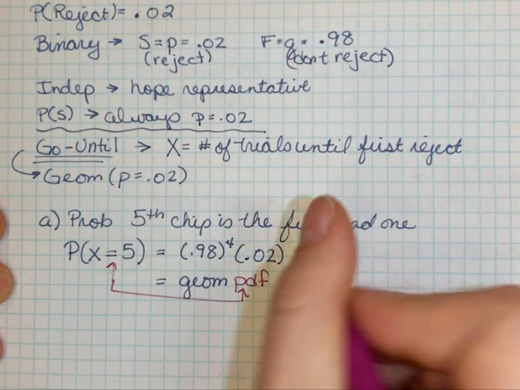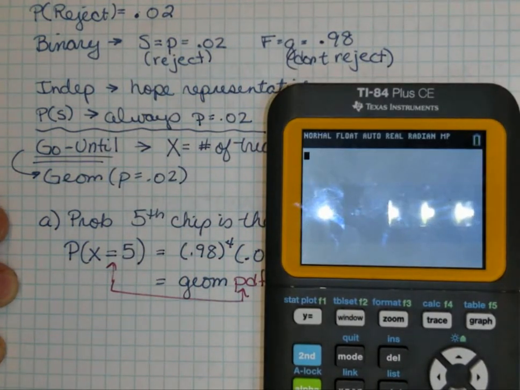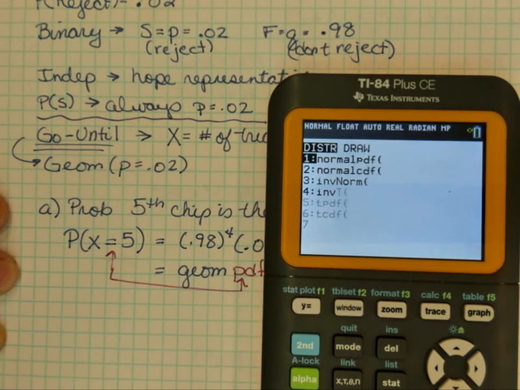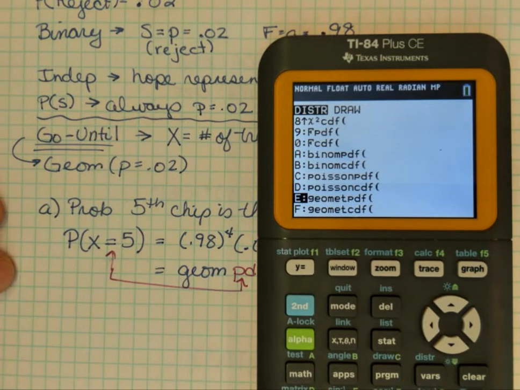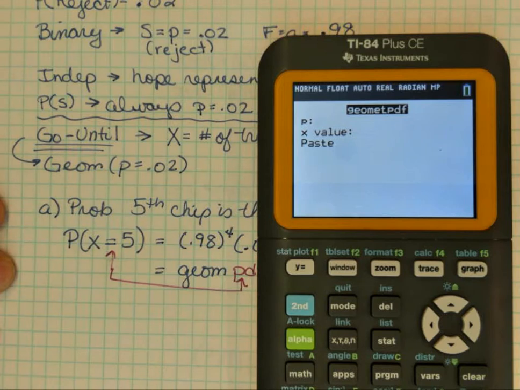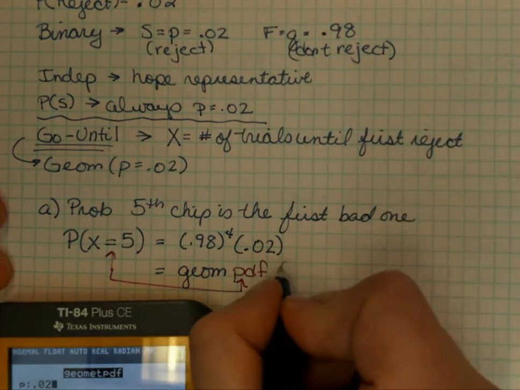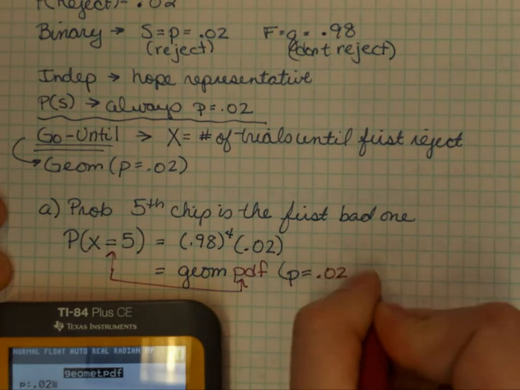Okay? So it's going to be geometric PDF, and look at this. To get there, you're going to go to your second vars. It's all the way at the bottom. And all we're going to type in is basically what it prompts me to put in. So the first thing it asks me for is the P. So it's 0.02. And that's what I'm going to put down here. I'm going to say, okay, P equals 0.02.